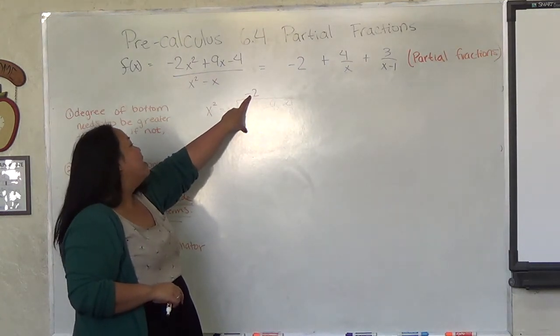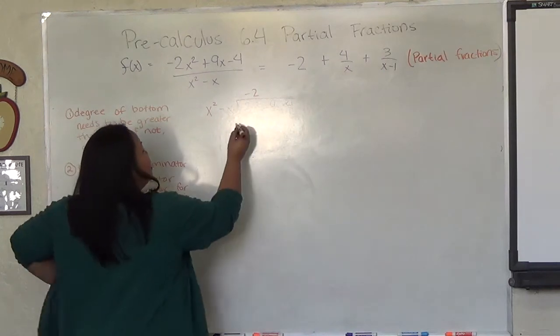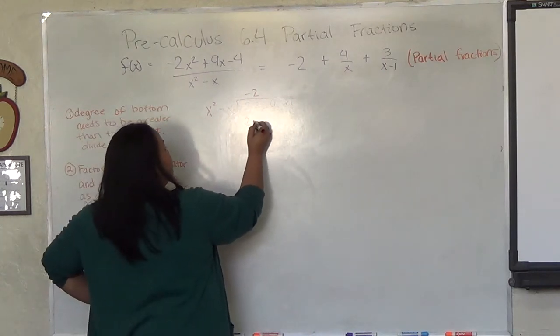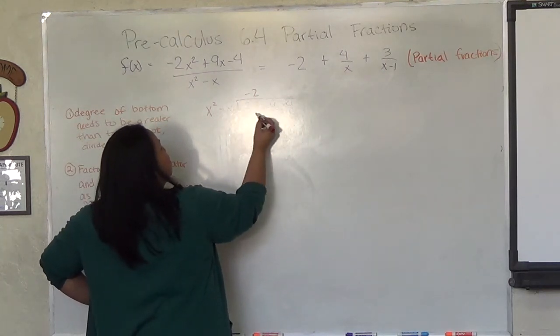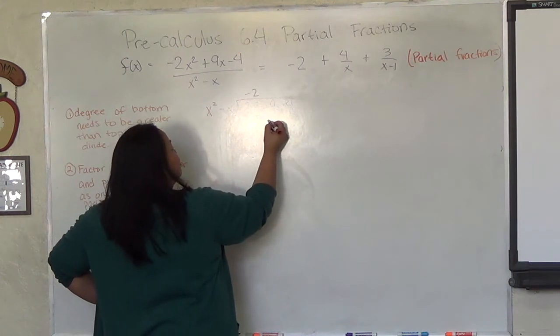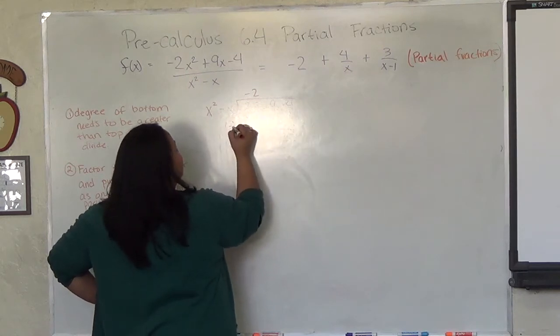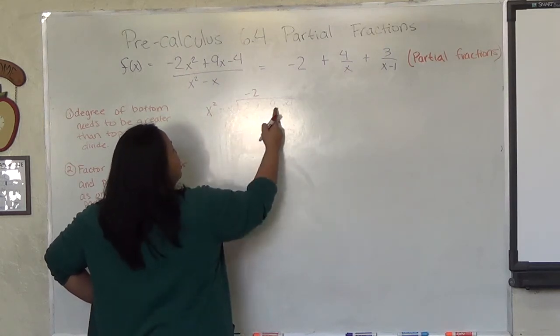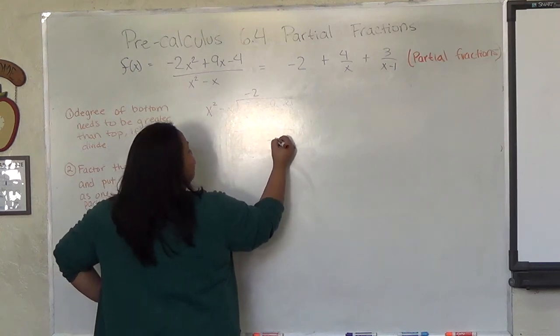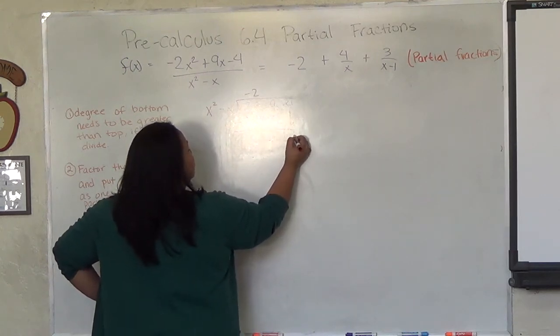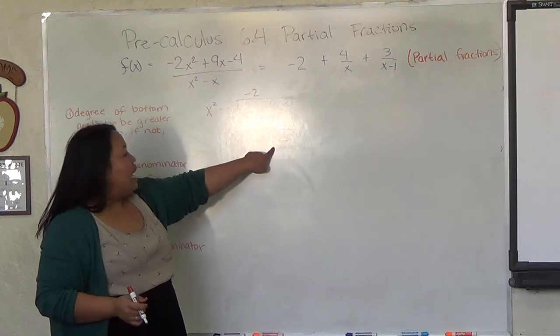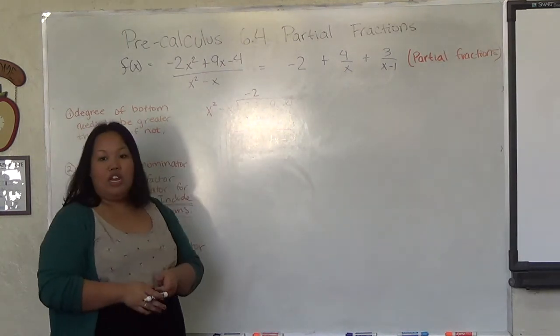Okay, so we have negative 2 times x squared gives me negative 2x squared. And then negative 2 times negative x is negative 2x. Plus 2x. And I subtract. This cancels out to be 0. 9 minus 2 is 7x. And I bring down 4. Because this is an x and this is an x squared, I can't go any further.